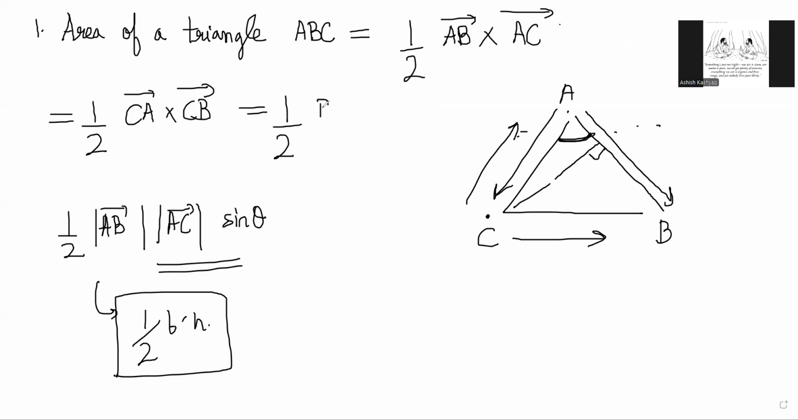And similarly, you can also write it as BA vector cross BC vector also. So any two sides, and any two vectors representing the two sides of a triangle, if you do the cross product and divide by 2, you get the area of the triangle, right? Another way to write the same area of a triangle in a slightly different way is this.